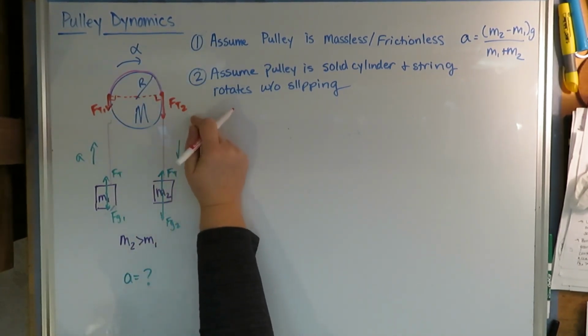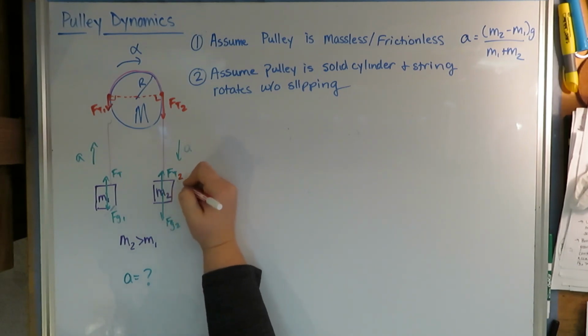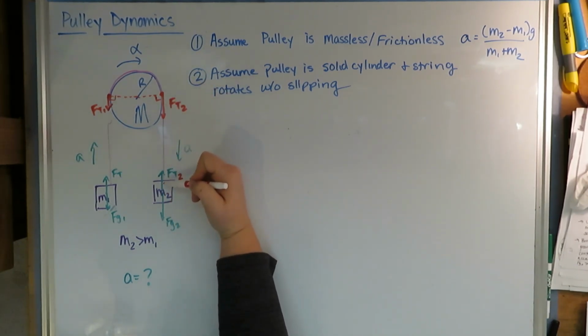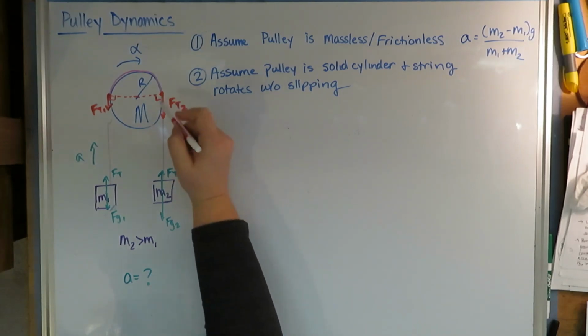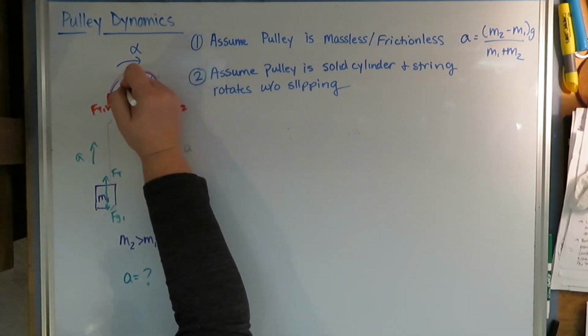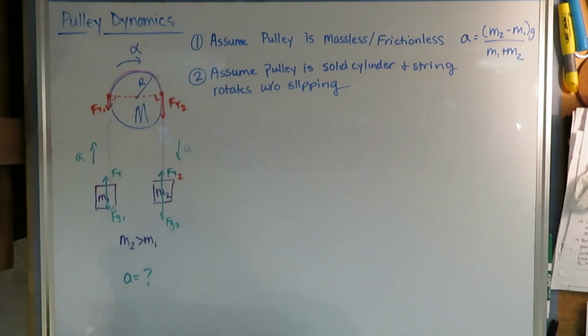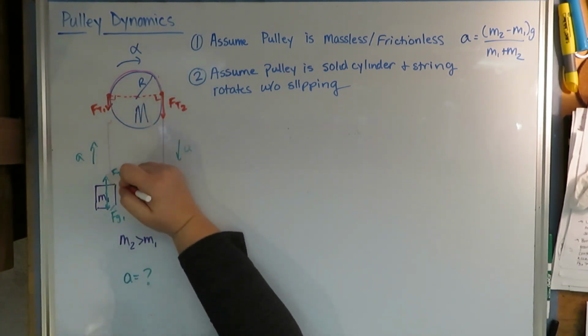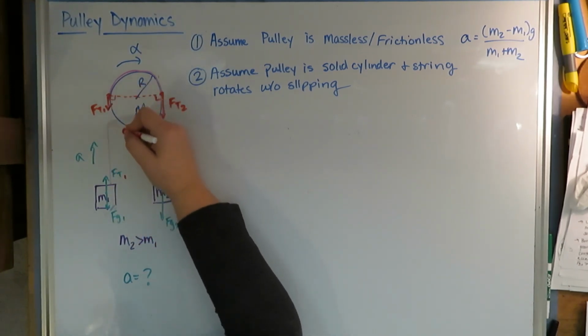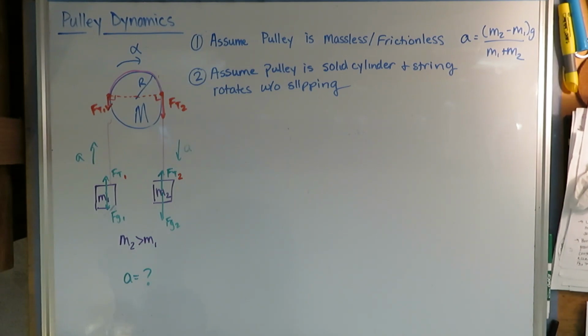So I'm going to call this FT2 the same as this FT2 here, because one thing we do assume is that at least in this section of the string, the tension is the same everywhere. And then what happens is the tension is going to decrease around this radius so that your tension is smaller over on this side. But we're going to assume that this tension 1 is the same as this tension 1. So everywhere in this section of the string, the tension is the same.